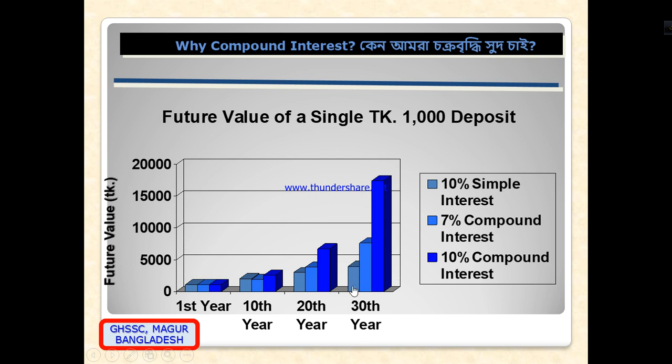This is the bar diagram. Here at the end of 30 years by compound interest, it is the bar diagram. And look at this bar diagram, there is a huge difference between the first one and the second one, huge difference. So compound interest is more than simple interest.